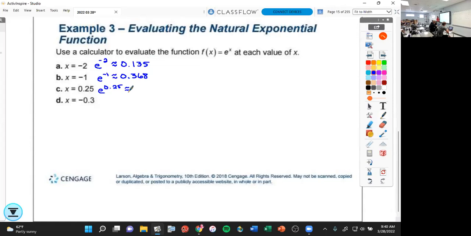Where's the E button? It's on the left side. Second button. There's the E button here, but if you go second and press this one. Okay. That one up there. Oh, okay. Second natural log.